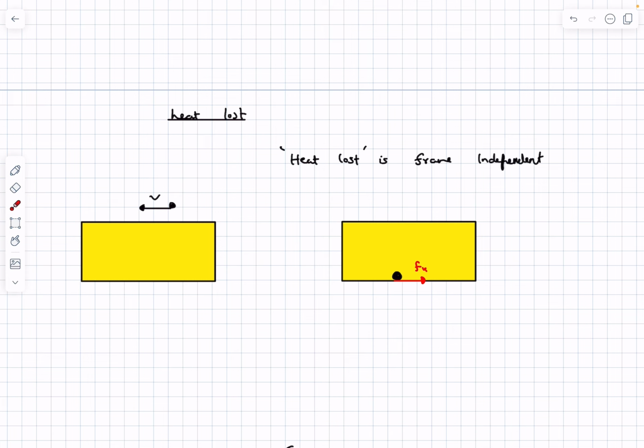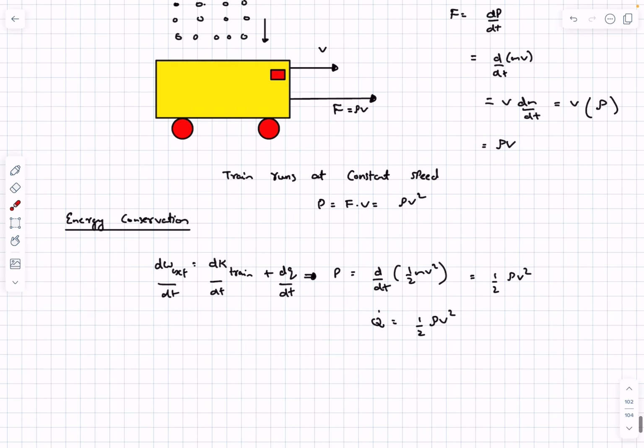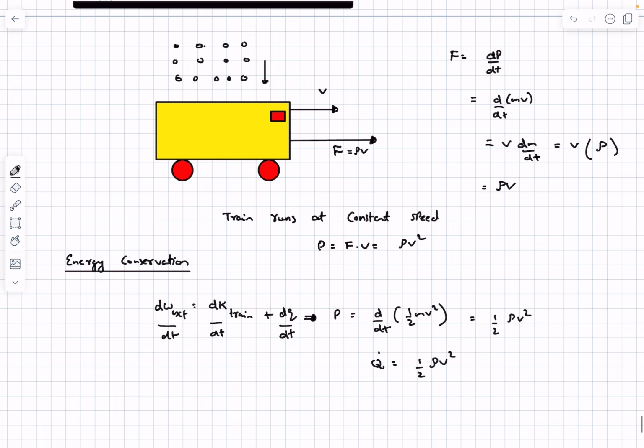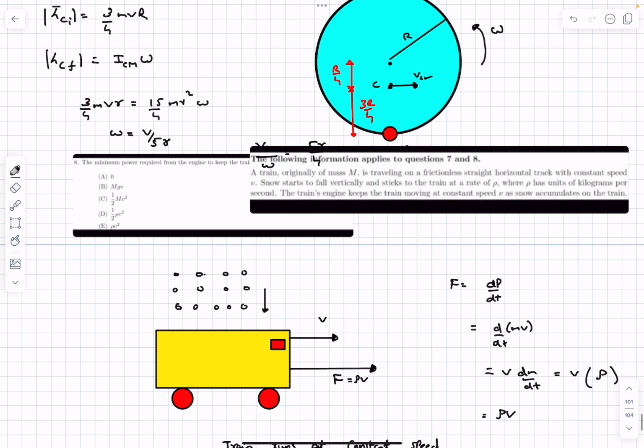Now guys, heat lost, or basically the work done by kinetic friction, is a frame independent quantity, and therefore we can say that even in the ground frame, the heat lost is going to be exactly the same. Okay, so that was it for this problem guys, and hence that's the answer to this problem. So the answer will be rho v squared.